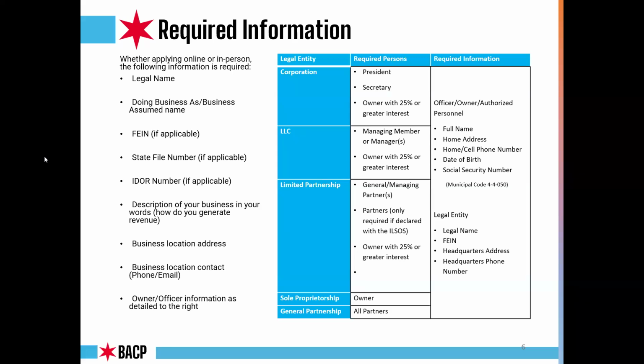We will need your Federal Employee Identification Number, or FEIN number, if it's applicable. Sole proprietors and general partnerships are not required to have an FEIN number unless you actually hire employees, etc. IDOR number, if applicable, if you're doing retail or wholesale sales.